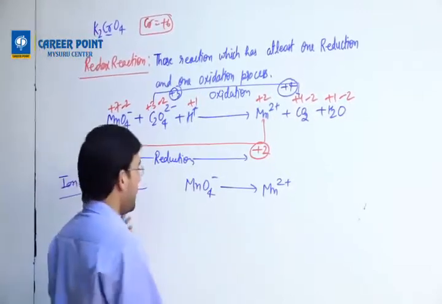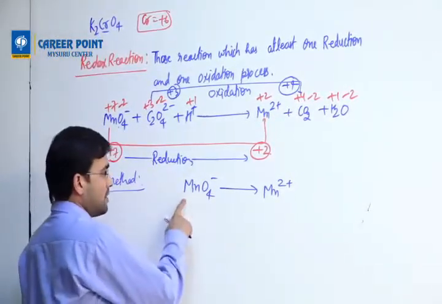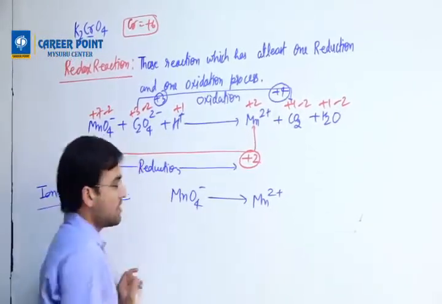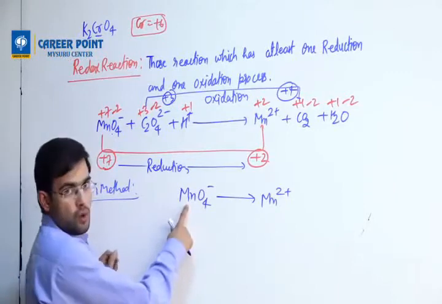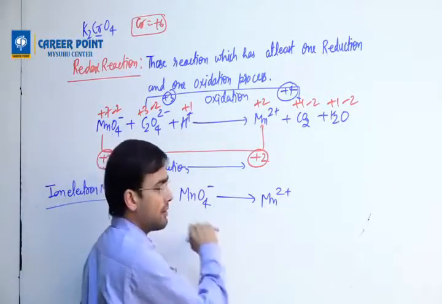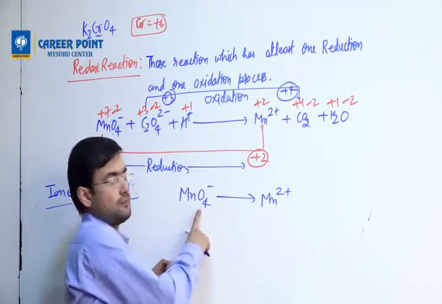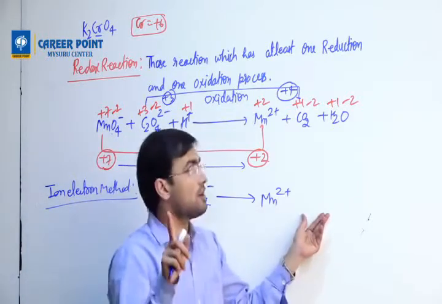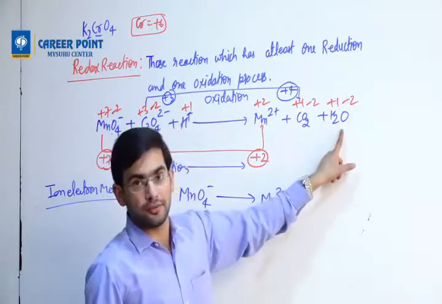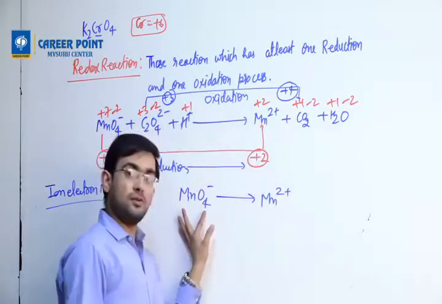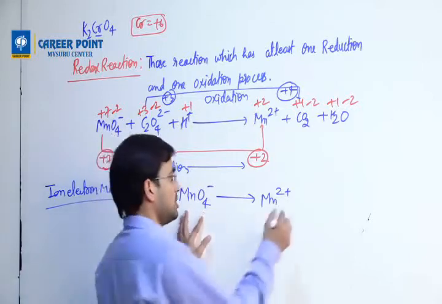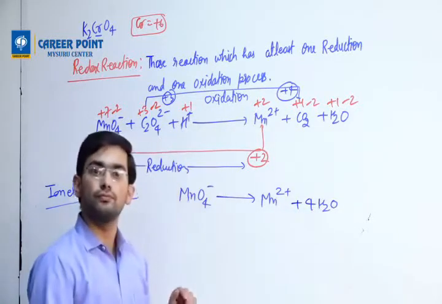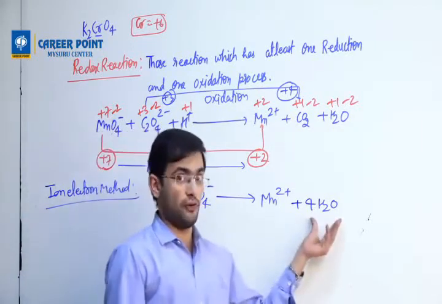Then we balance this complete reaction. How many manganese? 1. How many manganese? 1. Balanced. What about oxygen? There are 4 oxygen on one side and none on the other. So you balance oxygen with the help of water and H plus. For 4 oxygen you write 4H2O. Correct. Now 4 oxygen are balanced.